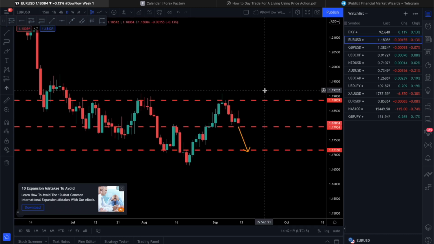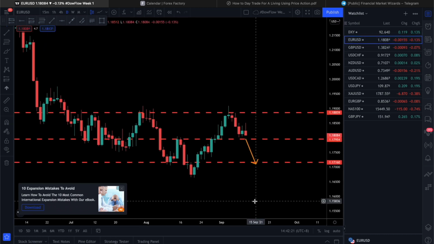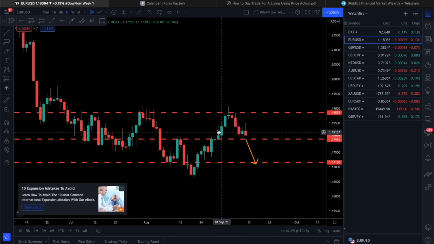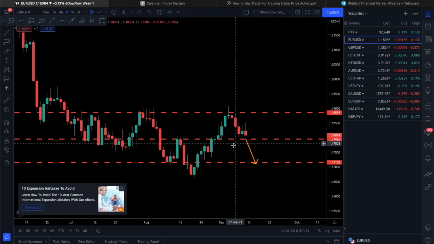Now moving on to Euro dollar. Euro dollar is a bit tricky. I would say that Euro dollar is kind of mixed. I won't really say that it's full on bullish or bearish, because it really depends on how price reacts. But I want to show you the key level.